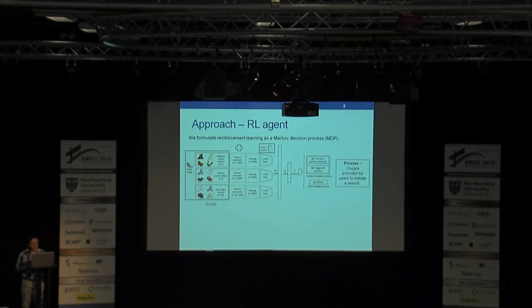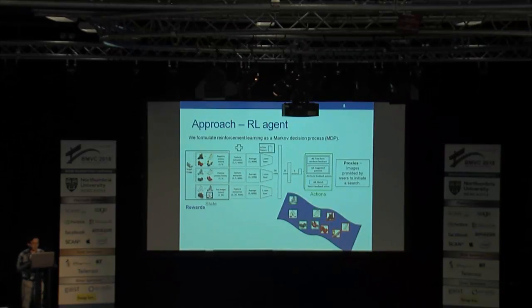Proxies resemble the images provided by users to initiate a search. Then the output of our network will be the actions, the three actions that we talked about before, and basically it will generate a score for each of the actions. So we are going to pick the action with the highest score.